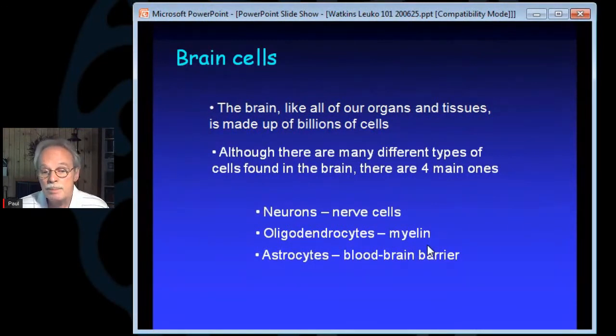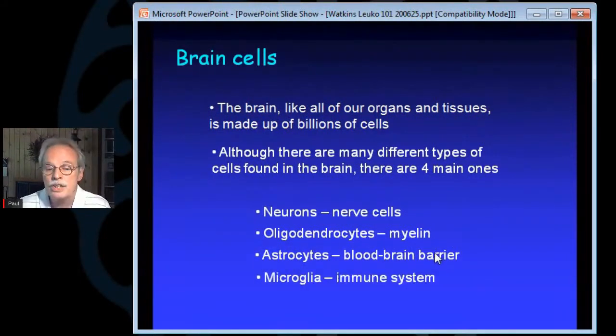They take up nutrients from the blood supply and supply them to the neurons and the oligodendrocytes. So you'll see that better in a cartoon in a couple of minutes. And then there's the microglia, a fourth important cell type in the brain. And these are the immune cells of the brain.